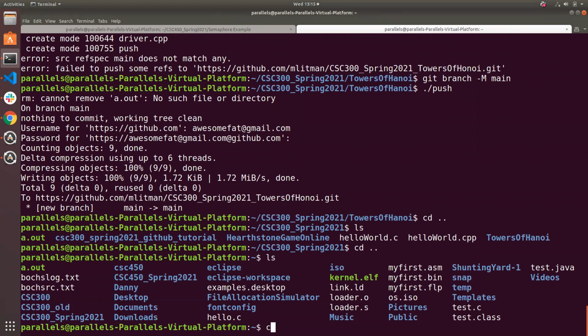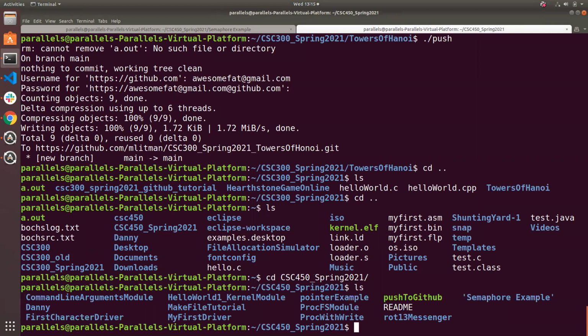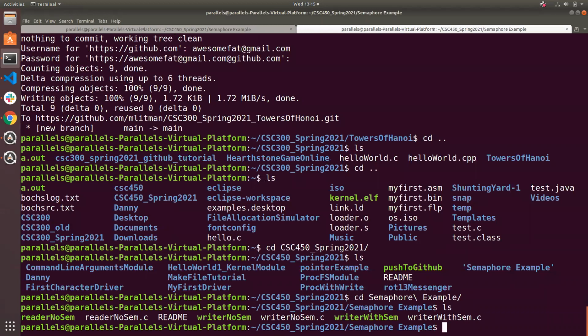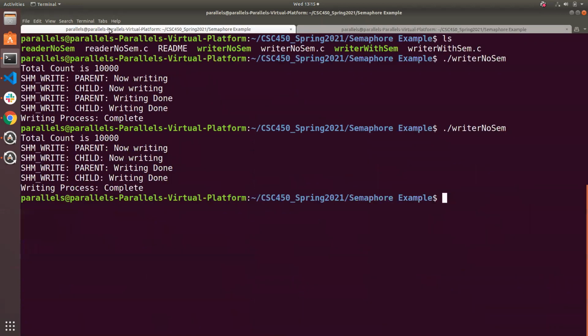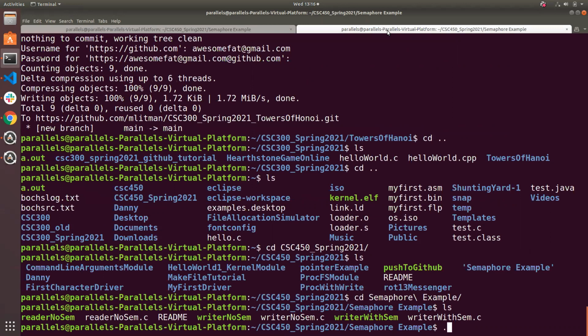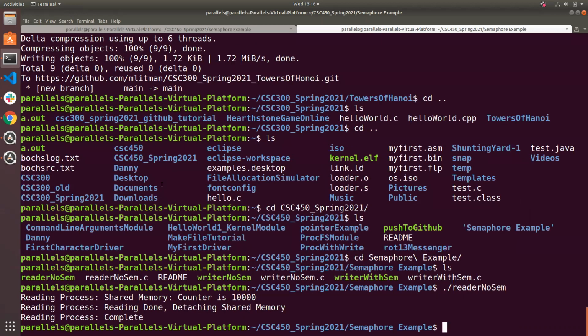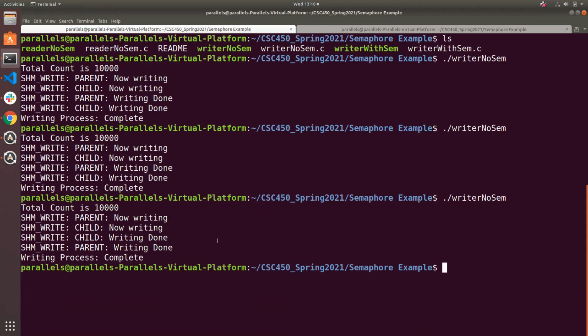So let's run this again real quick. I have two tabs open. Here's our writer with no semaphore. That guy sits there and does his thing, and then we have our reader, the same reader we're going to use whether we have a semaphore or not. So that guy hit 10,000.